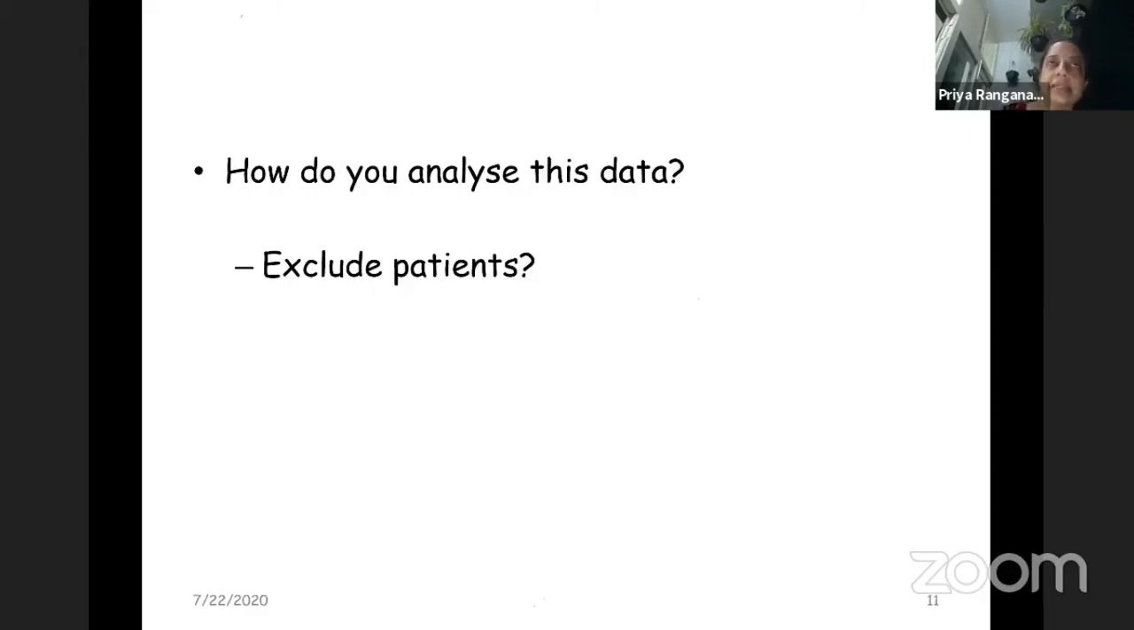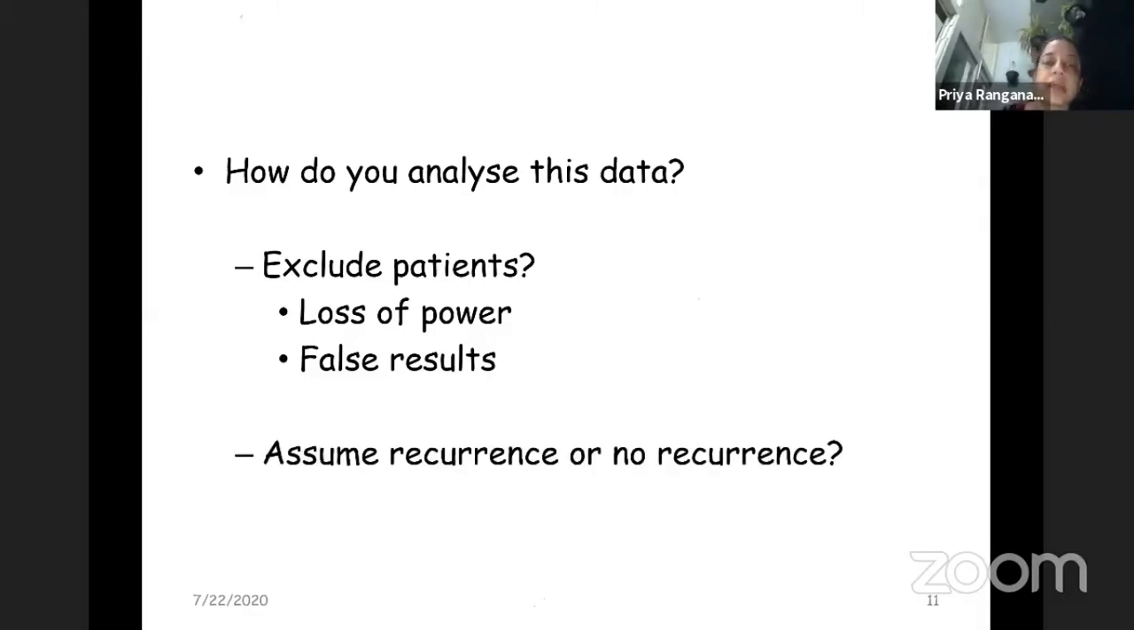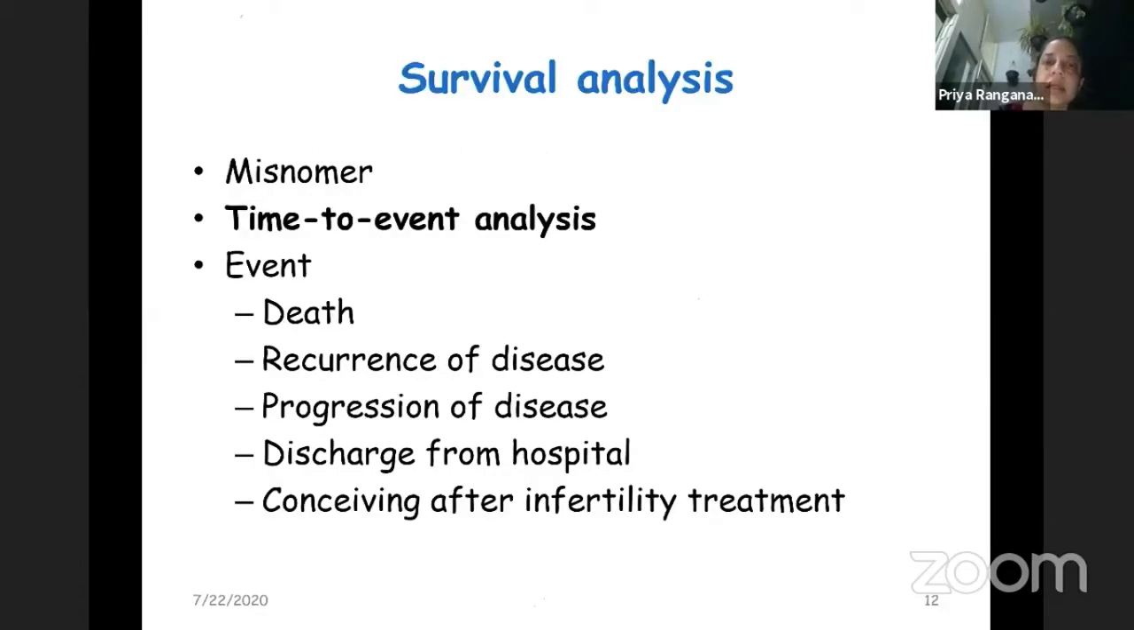How do you analyze this data? Do you exclude these patients, these 3 out of 10 patients? You can't do that because it will lead to loss of power or false results. Do you assume recurrence or no recurrence? Again, you can't do that, right? All you know is that for a particular time period after the surgery, the patient has not had a recurrence. To analyze this kind of data, we use something called survival analysis.